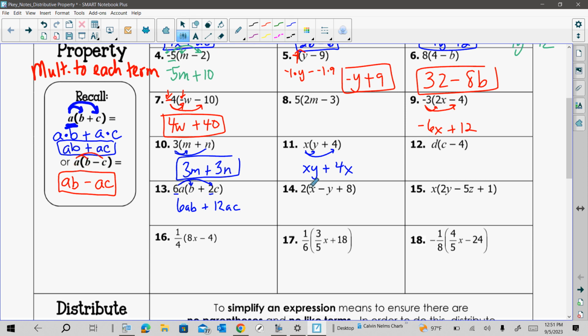All right, now we're distributing 3 terms. Distributive property to each, so there's 3 times right here. I got 2x minus 2y plus 16, yes.